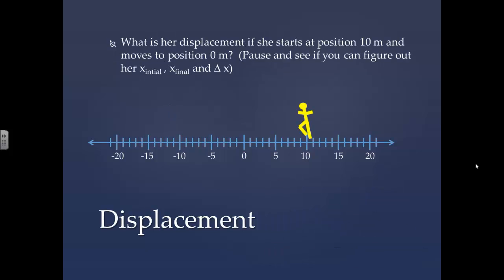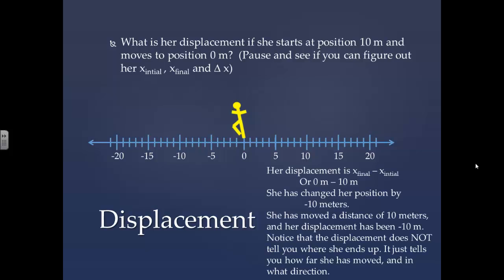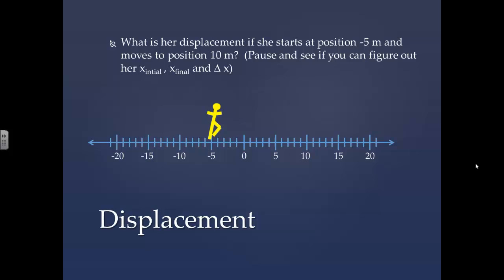What is her displacement if she starts at position 10 and moves to position 0? Pause and see if you can figure out her initial position, final position, and change in position. Her displacement is 0 minus 10 meters, and she has changed her position by negative 10 meters. She has moved a distance of 10 meters, and her displacement has been negative 10 meters. Note that the displacement does not tell you where she ends up. It just tells you how far she has moved and in what direction.